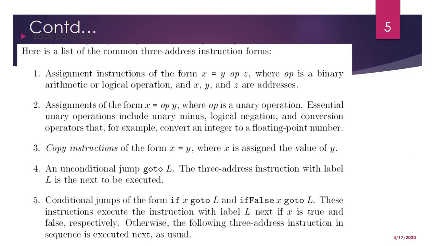And the fourth one is unconditional jump. It is go to L. So without checking any condition, we want to jump to the instruction labeled with the address L. The fifth one is conditional jumps. So if the condition is satisfied, go to the label. Here the condition is x. The other form of conditional jump is if false x, go to L. So if the condition fails, then go to the statement which is labeled with L.